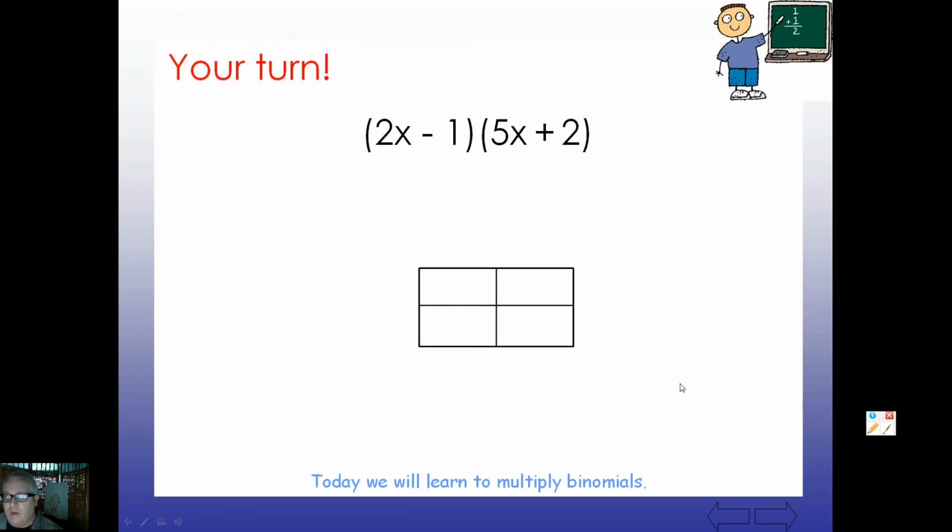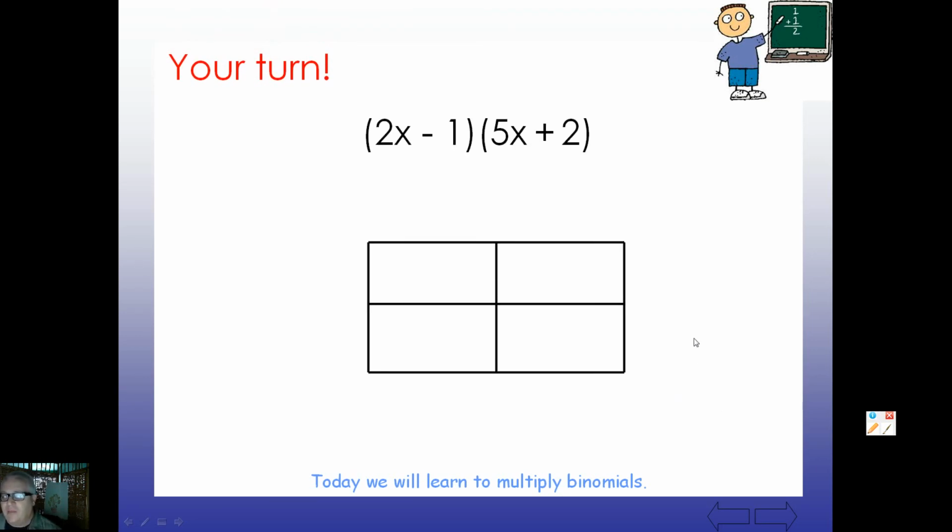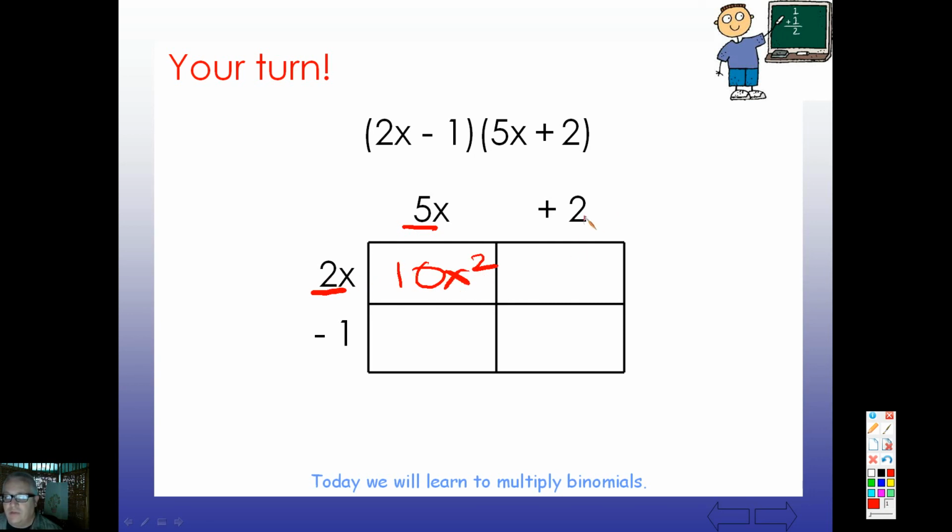All right, try one more here. 2x minus 1 times the quantity 5x plus 2. Okay. So let's see. I'm going to set this up like this. A little bit different here in the sense that I've got coefficients in front of my linear terms, 2 and 5. 2 times 5, how about 10x squared? 2x times 2, how about positive 4x? 5x times negative 1, negative 5x. And negative 2, I'm sorry, 2 times negative 1 is negative 2.